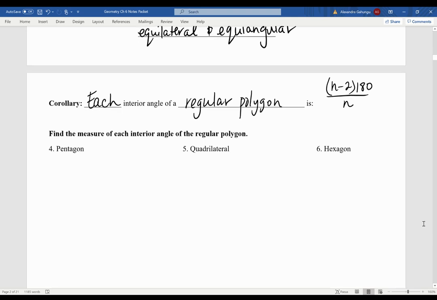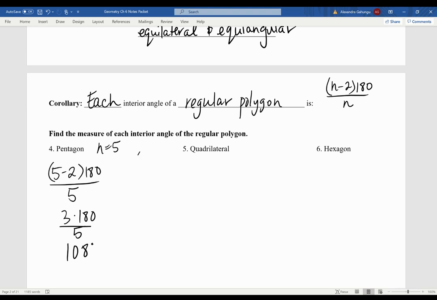So if I have a pentagon, I know n is equal to 5, and that's going to help me find each interior angle in this regular pentagon. So it's 5 minus 2 times 180 divided by 5. We'll get 3 times 180 divided by 5, and we'll get 108. So if I draw a pentagon, and supposedly this is a regular polygon, each of these angles here would be 108. I did not draw it as a regular polygon, so that's, I think, the main issue.